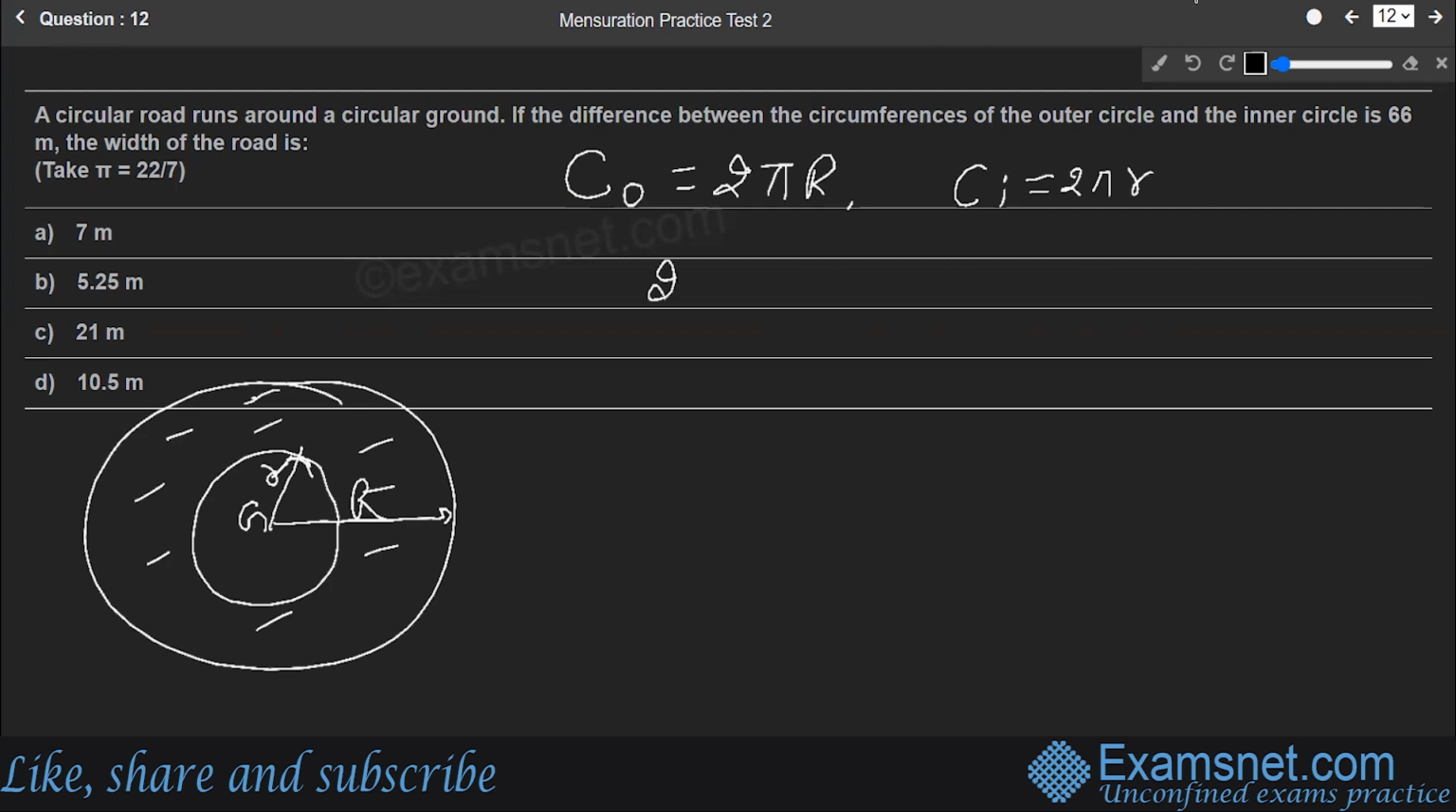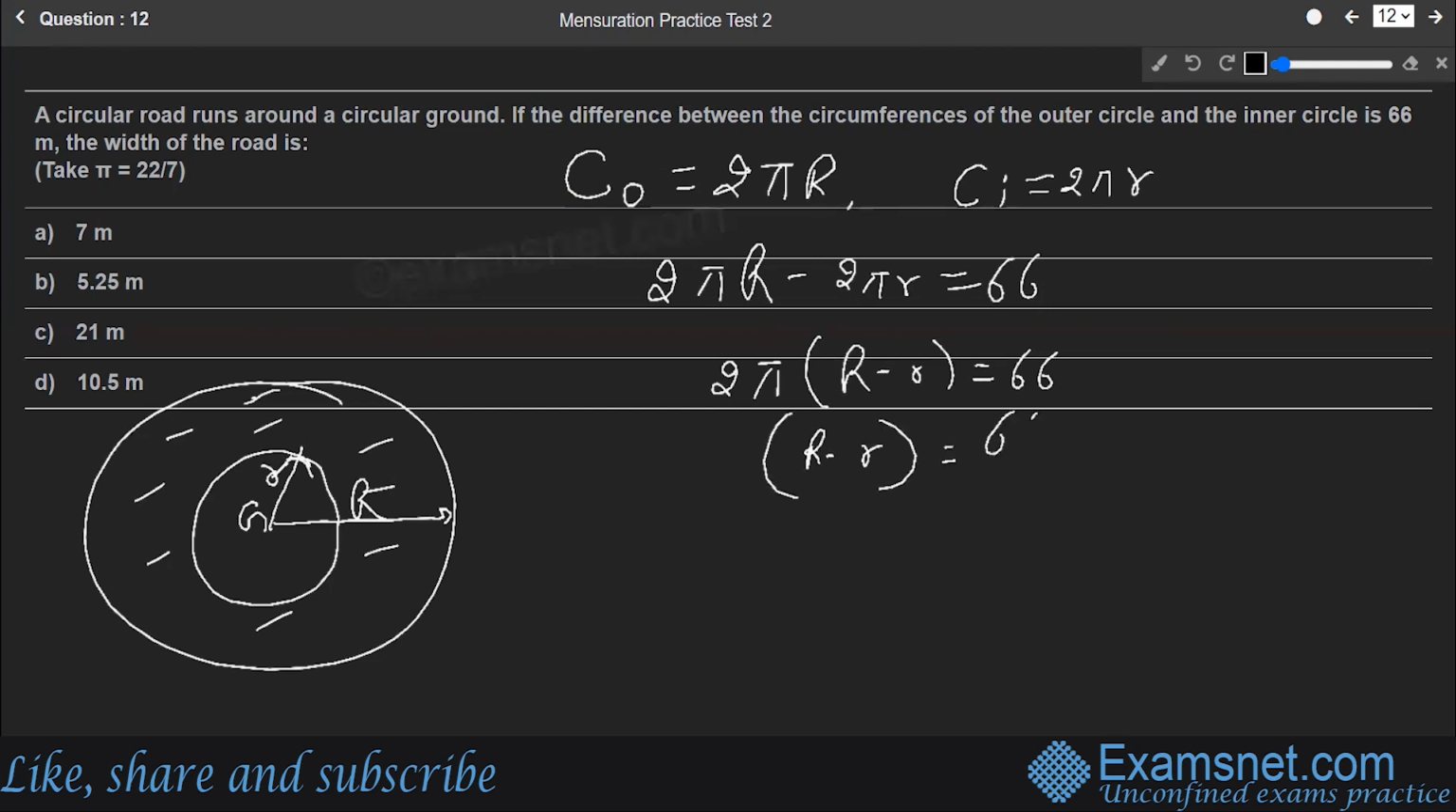So let us do it. 2 pi capital R minus 2 pi small r is 66. The difference is given like that. So obviously we can take the 2 pi as common. If we do that, R minus r becomes 66 upon 2 pi. So we are supposed to solve this R minus r. R minus r is nothing but 66 divided by 2 pi.